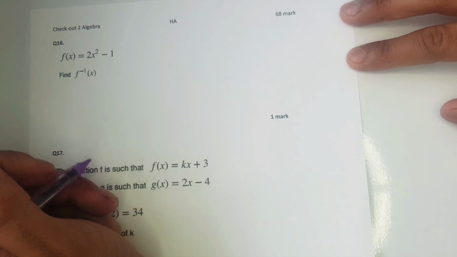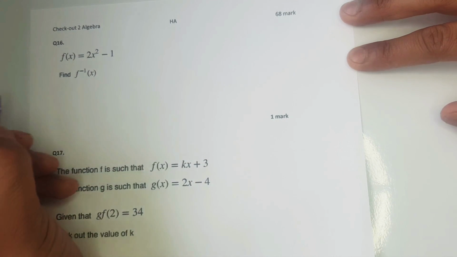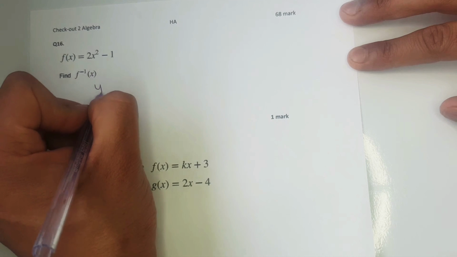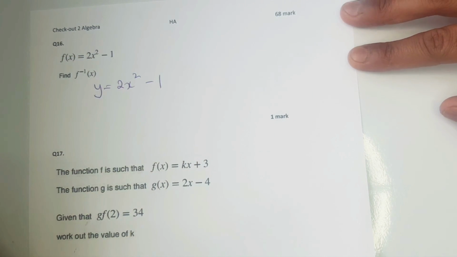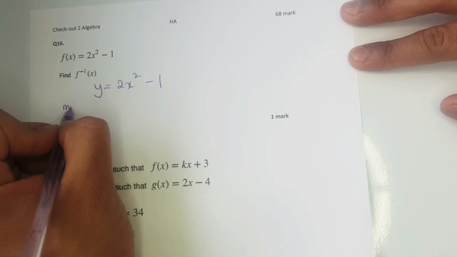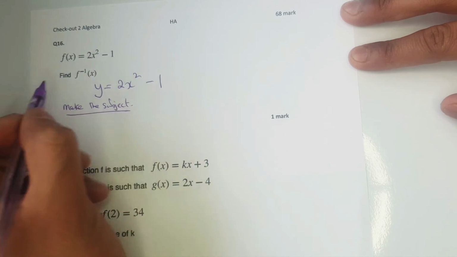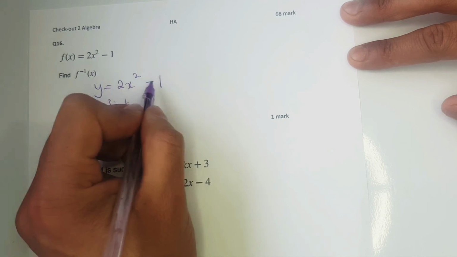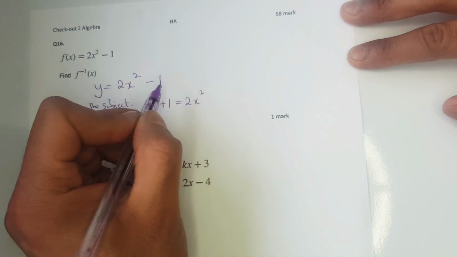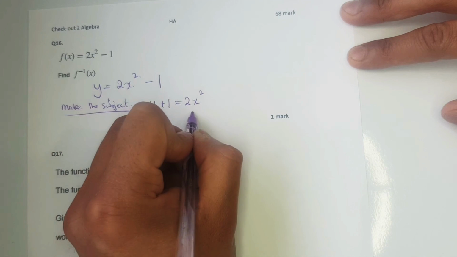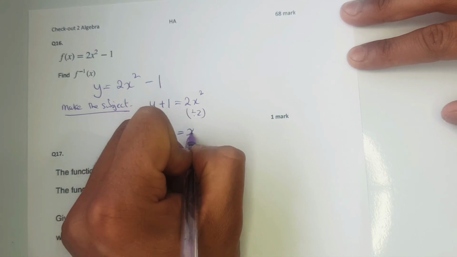So the shortcut to this is, instead of calling it f of x, which looks really complicated and pretty ugly, we're just going to call this equation y equals 2x squared minus 1. Once we've done that, we're going to rearrange and make x the subject. So to make x the subject, I'm going to add 1 to both sides. y add 1 equals 2x squared. Then I'm going to divide by 2. y add 1, divide by 2, is equal to x squared.